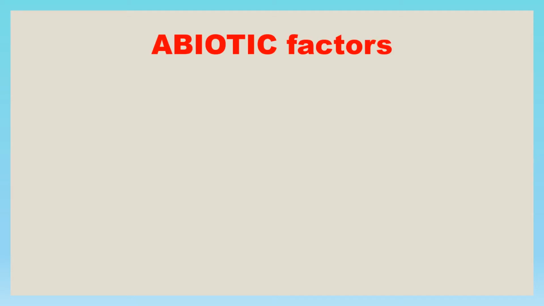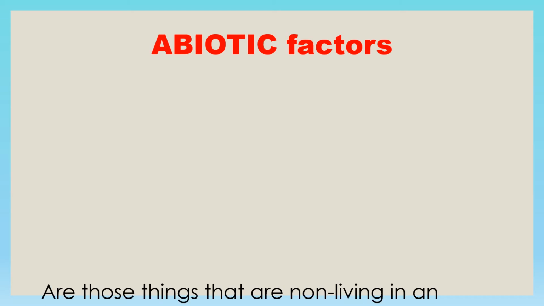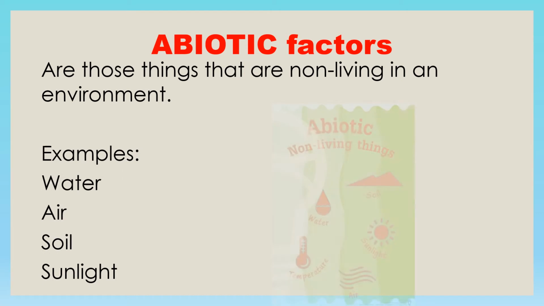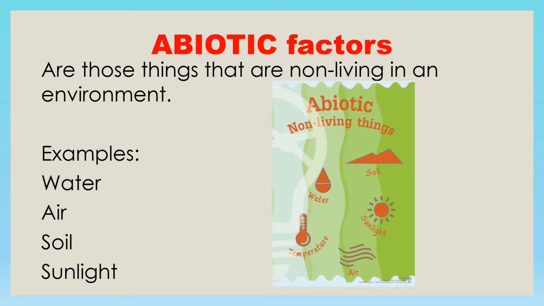In an ecosystem, there are important factors that we need to consider. First is the abiotic factors. Abiotic factors are those things that are non-living in an environment. For example, water, air, soil, and sunlight.